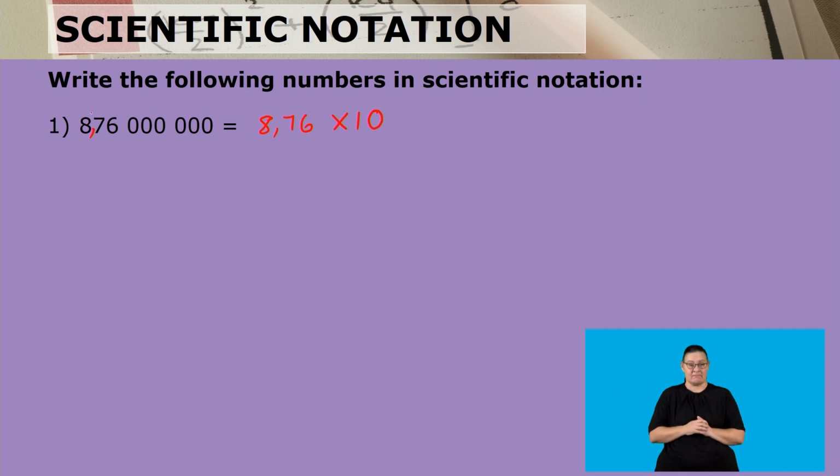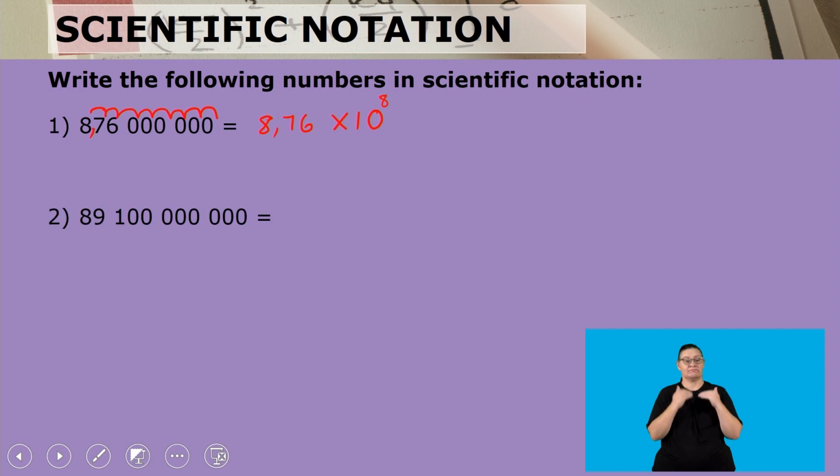876 million. So that is going to be 1, 2, 3, 4, 5, 6, 7, and 8. So that is going to be exponent 8. So our answer there, 8,76 multiplied by 10 exponent 8. Let's go over to our next one.